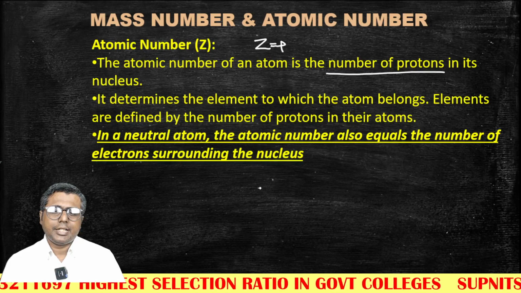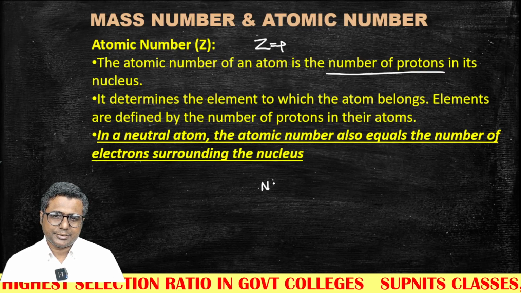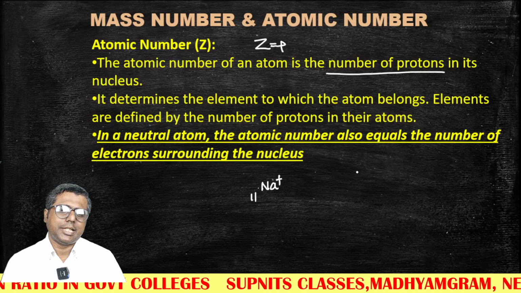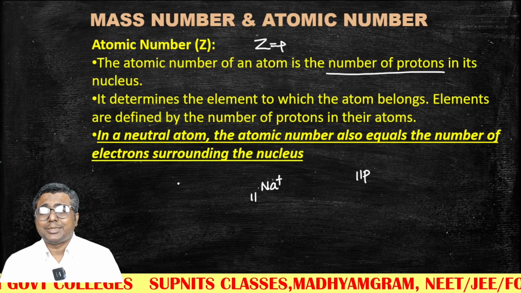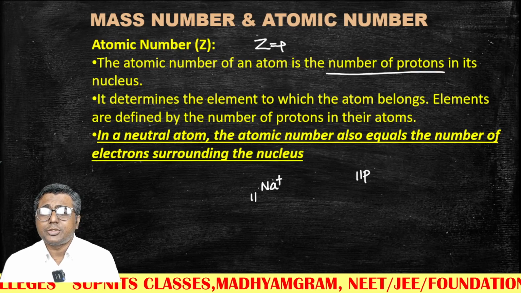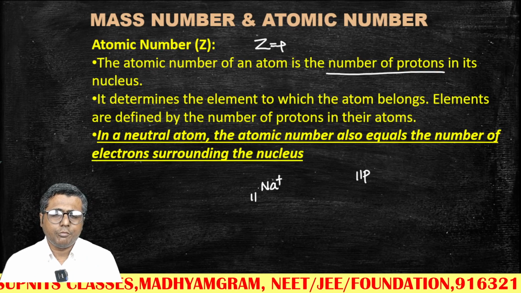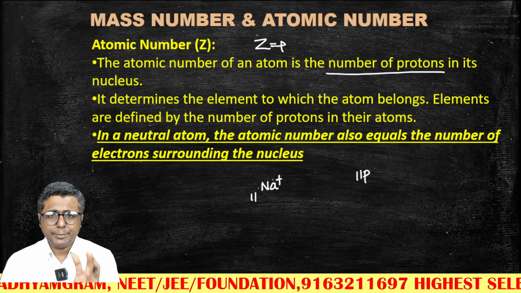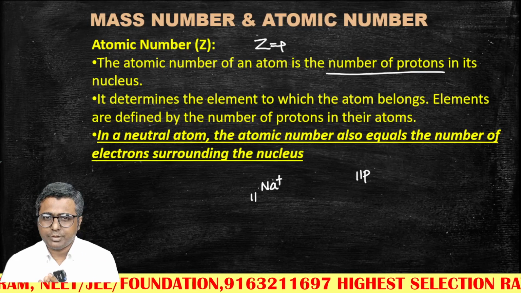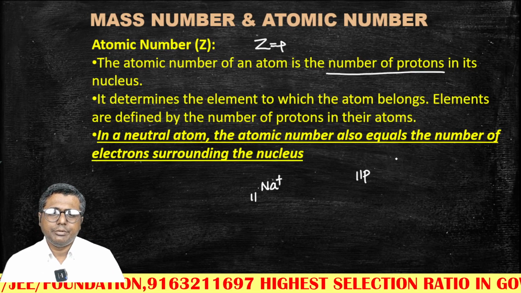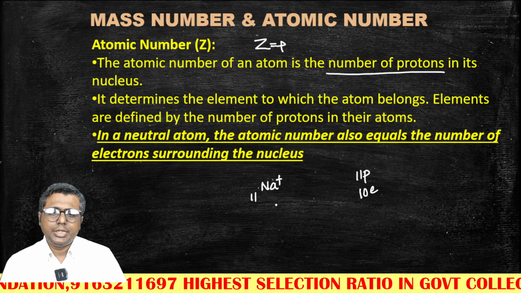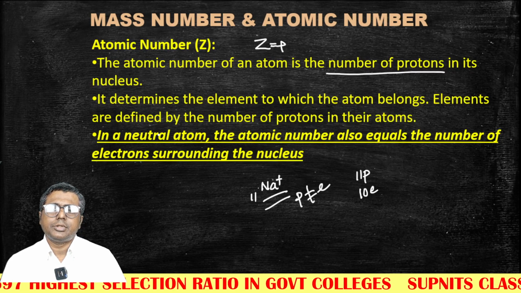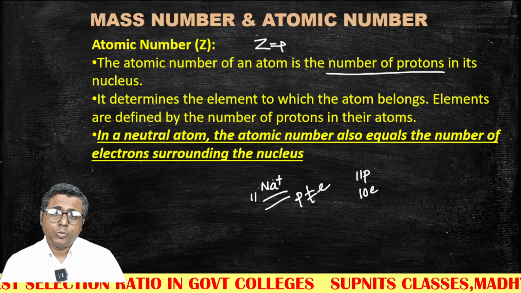Like if I take, say, Na plus. Na has an atomic number of 11, which means it has 11 protons, but plus means it has donated 1 electron. Originally, sodium had the same number of electrons as protons. However, it has donated 1 electron, so now it has 10 electrons.